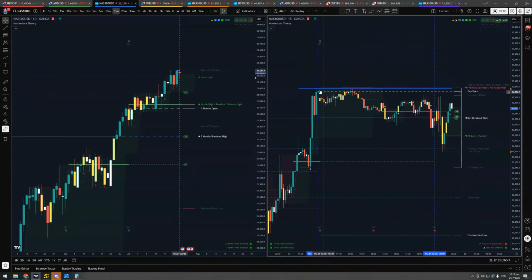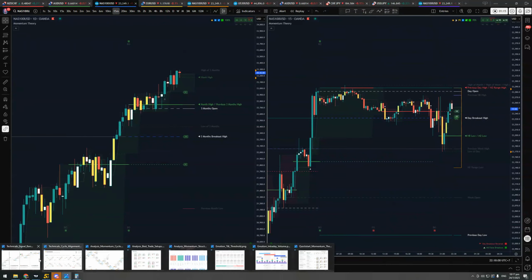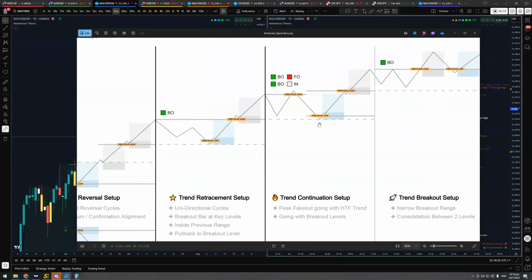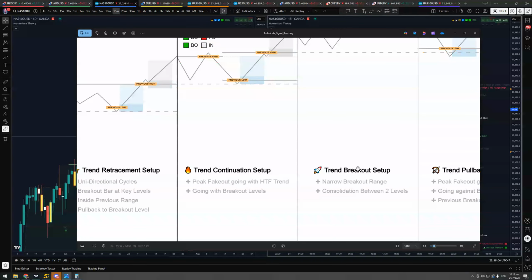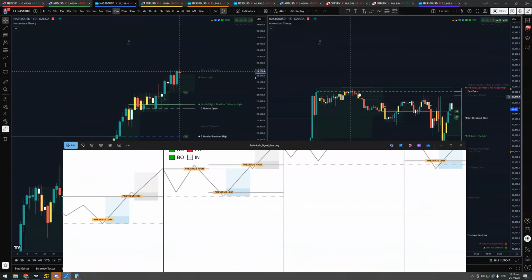And then coming into the session, I saw that we were consolidating in between those two levels with a narrow breakout range. So when we have that, I'm no longer looking for a trend retracement setup. I'm looking for a trend breakout setup. Trend breakout setups, I want to see a narrow breakout range, which we have. It's a very narrow breakout range.